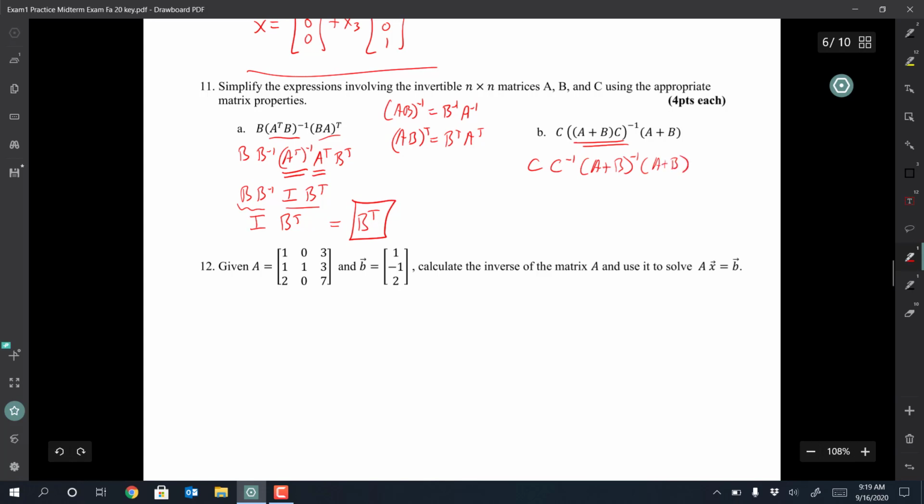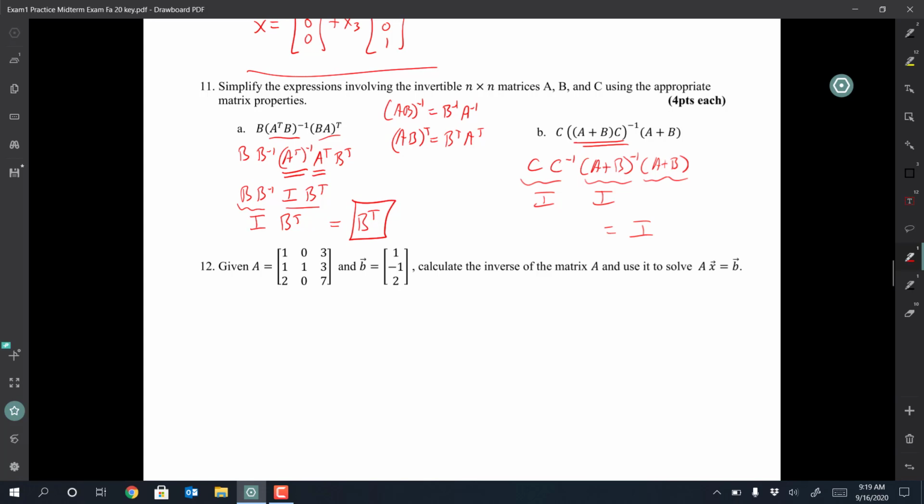I've seen people try to distribute this inverse, but that is something we cannot do. The sum of two matrices is not necessarily invertible, and so we can't distribute that inverse. But I know that C times C inverse is identity. If this is the inverse of A plus B times A plus B, that should also be identity, and the final result would be identity in this case.